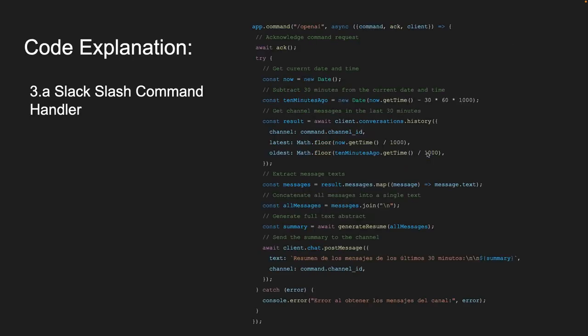Also, we have the Slack command handler. This handler is triggered when the /OpenAI command is used. First of all, it takes all the messages of the last 30 minutes, and then it concatenates all the messages, passes them to the generateResume function, and then posts the message on the Slack channel.